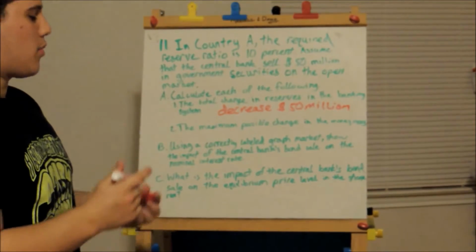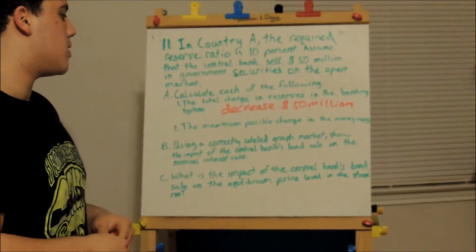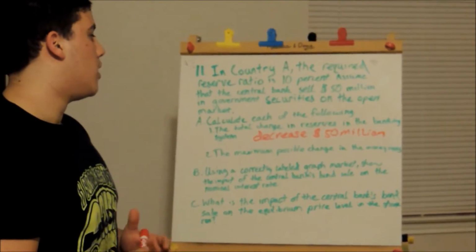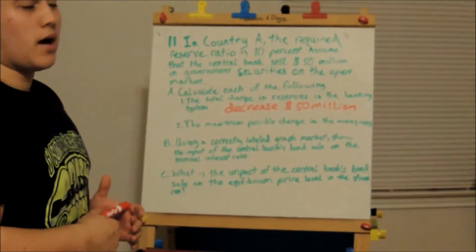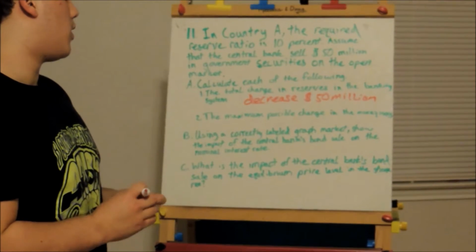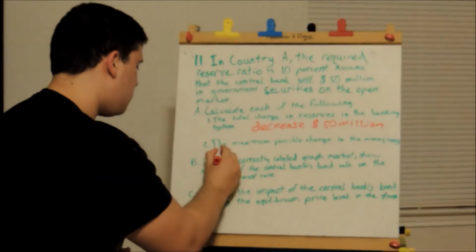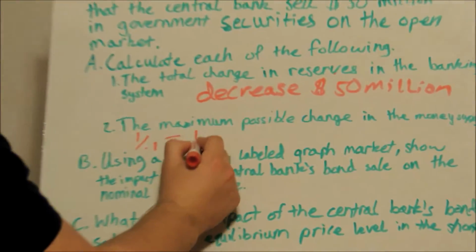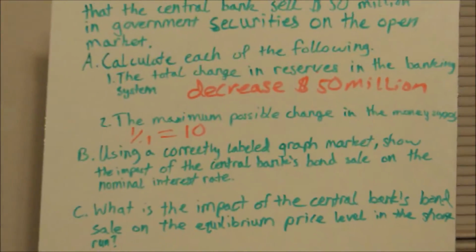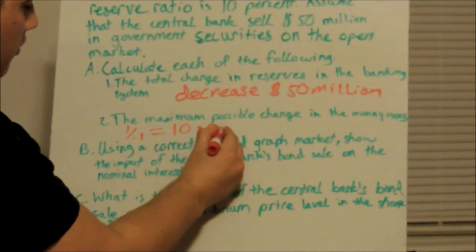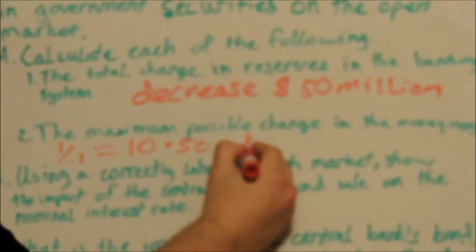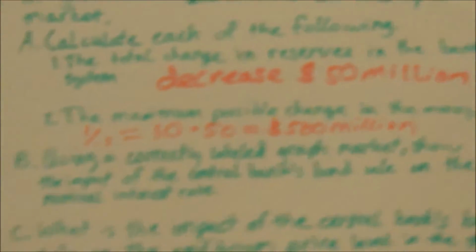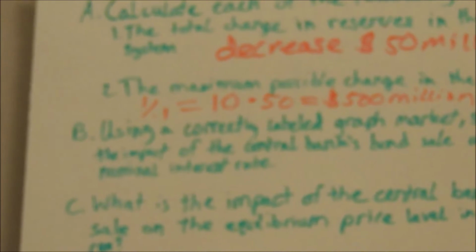Alright, let's take a look at the second part of this. The maximum possible change in the money supply. To find the maximum possible change in the money supply, we're going to multiply 50 million by the money multiplier. To find the money multiplier, we're going to do 1 divided by 0.1, which is 10. And then we're going to multiply that by 50, which gives us $500 million. And that is the maximum possible change in the money supply. And there's also decreasing.